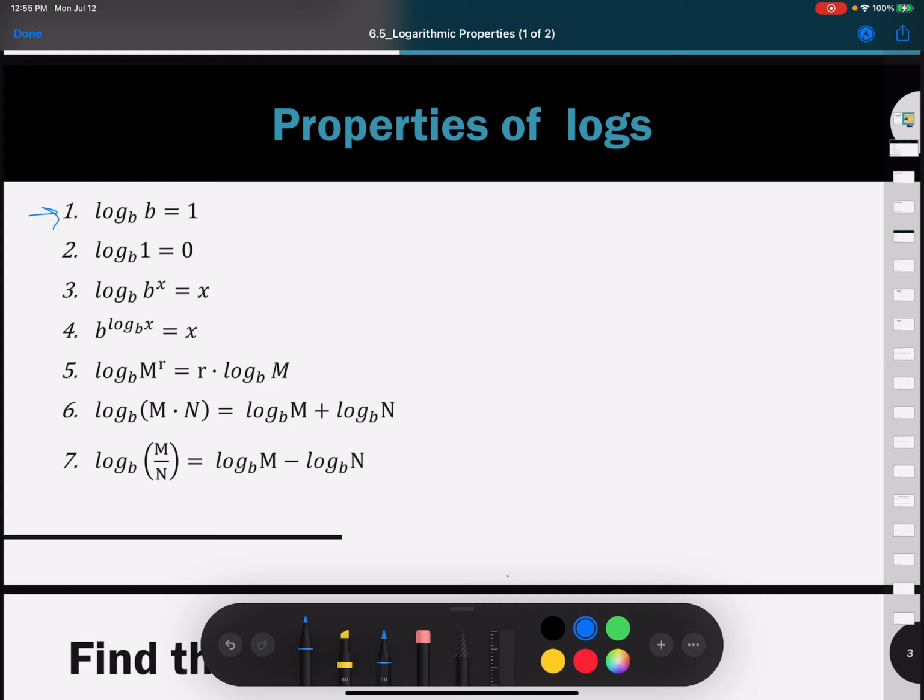Log base b of 1 is equal to 0. Log base b of b to the x is equal to x. So these are some properties that we're going to keep referring to and going back and forth to, so you might want to keep them handy somewhere. Log base b of m to the r is equal to r times log base b of m.